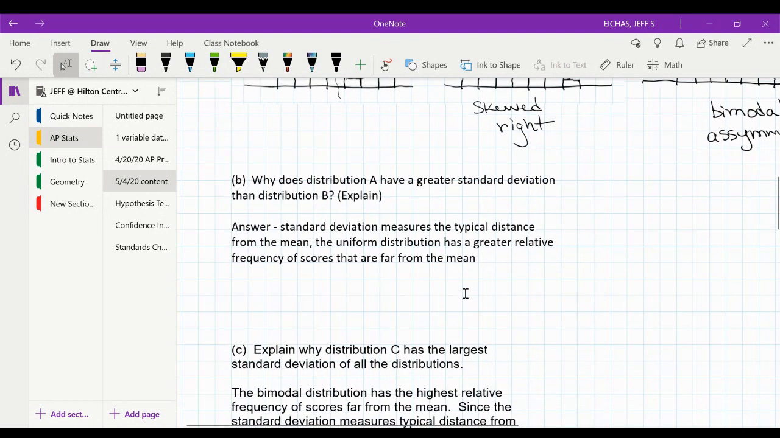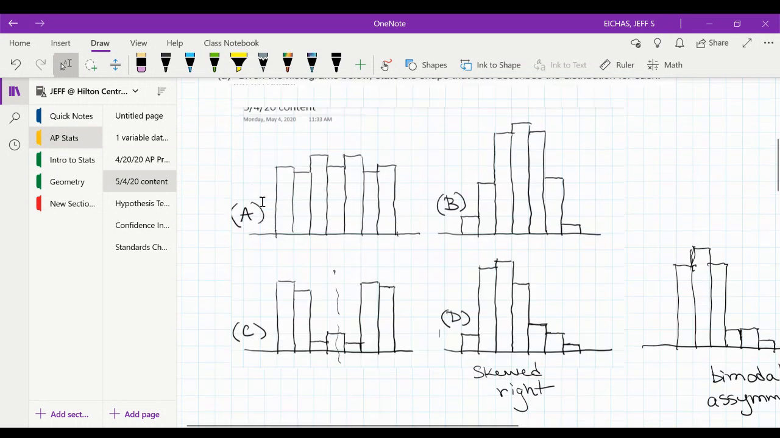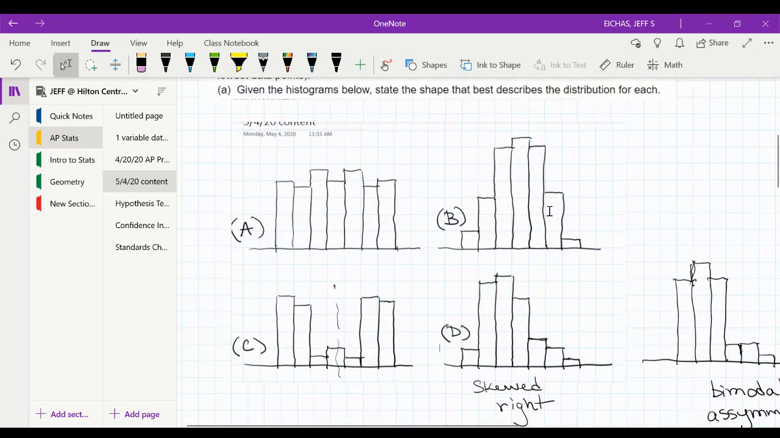All right, why does distribution A have a greater standard deviation than distribution B? All right, so real fast here. What we're going to talk about is standard deviation measures the typical distance from the center. So in these cases here, both distributions, the center is right down the middle. It's approximately where we expect the mean to be. In a symmetric distribution, we do expect that the mean will be right in the center. Okay. Now, standard deviation measures typical distance from the center.